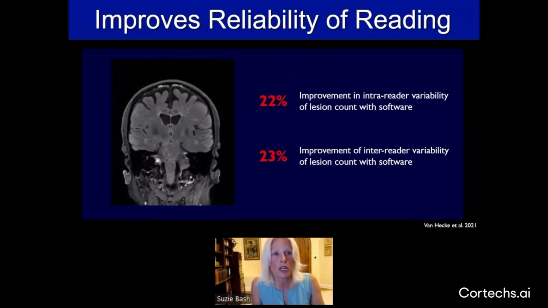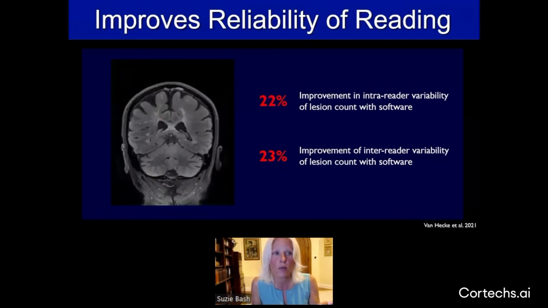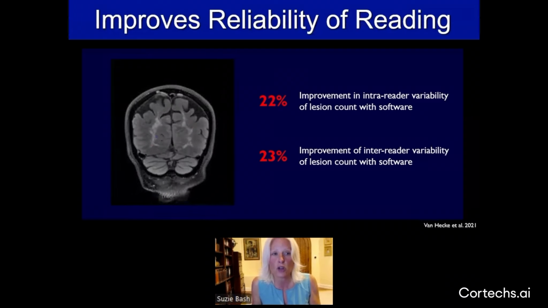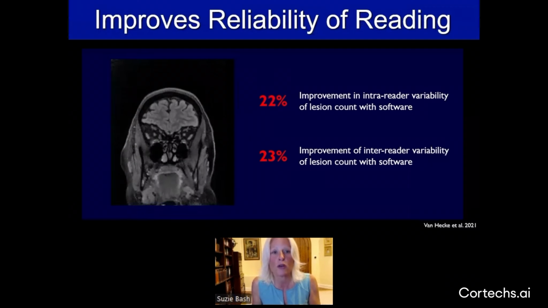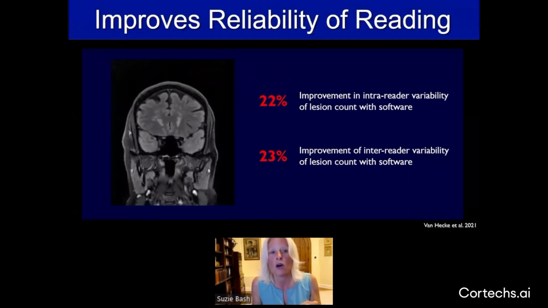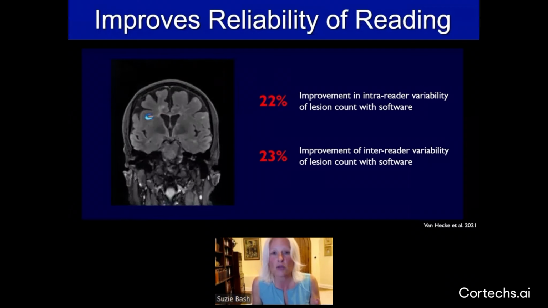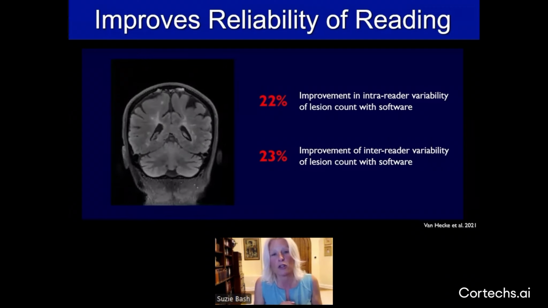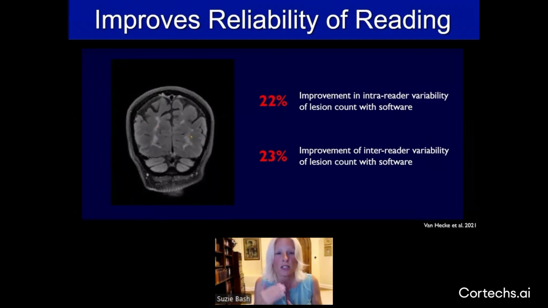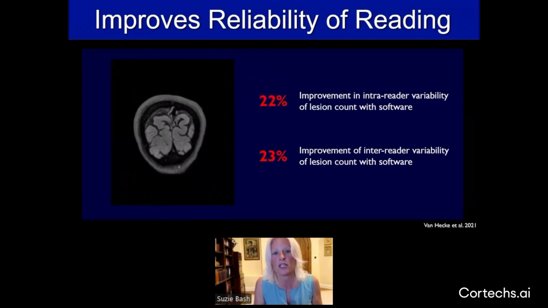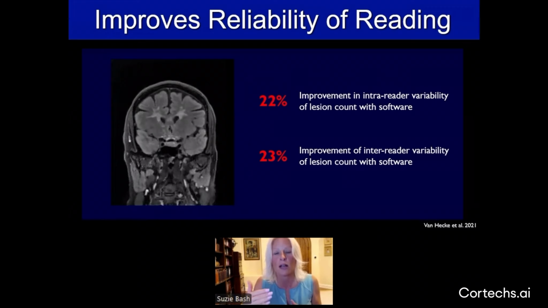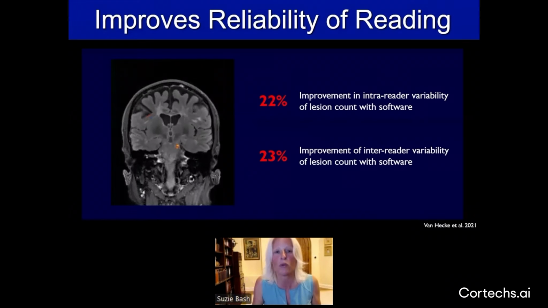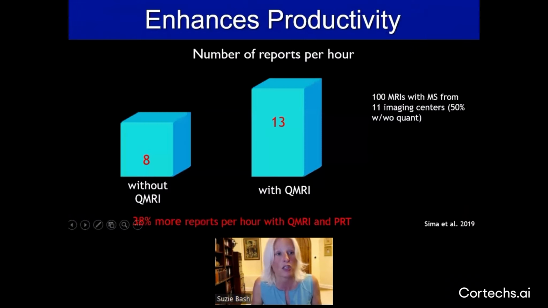Now, it also improves the reliability of reading. So, 22% improvement in intra-reader variability of the lesion count when the software is used, and 23% improvement of inter-reader variability of lesion count when the software is utilized. And again, that's very important because most neuroradiologists work on an RVU basis, and it's really important to dictate as many cases as possible. And so there's a tendency to call these cases stable, stable, stable, when really there may actually be progression.